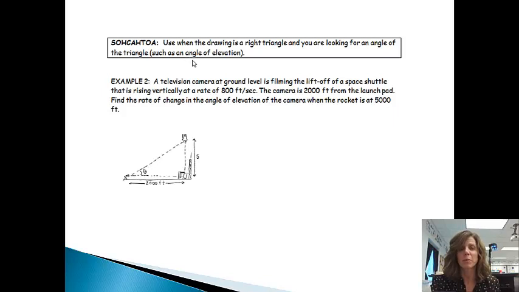This time we'll be looking for an angle, and usually it's the angle of elevation. So you'll notice in that last problem, they said nothing about an angle. This problem, they will say something about an angle. So let's go ahead and read through it.